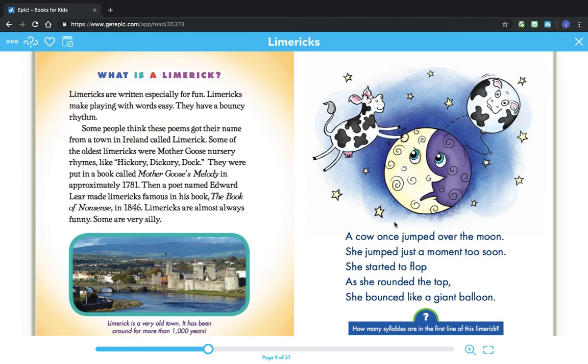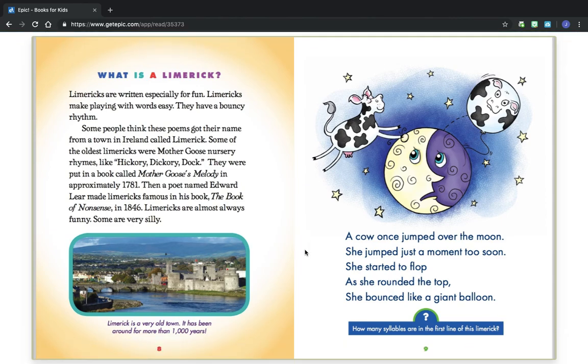So here's an example of a limerick. A cow once jumped over the moon. She jumped just a moment too soon. She started to flop as she rounded the top. She bounced like a giant balloon.